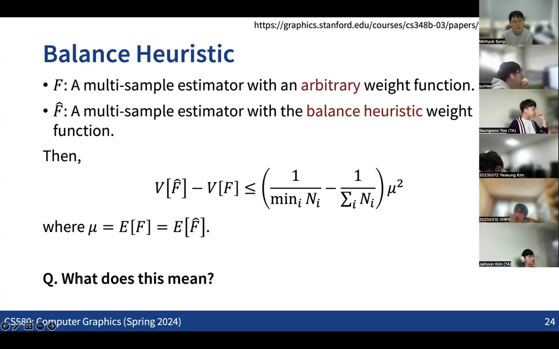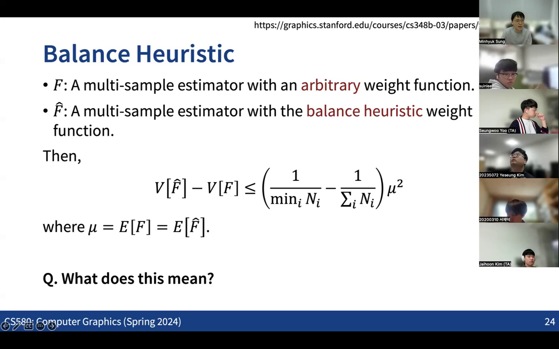So here, basically, the question is that when you take this balance heuristic as our weighting function, would there be any other ways that we can define the weighting function? And can this other weighting function be better than the balance heuristic, right? So basically here the question is how good the balance heuristic is, right?